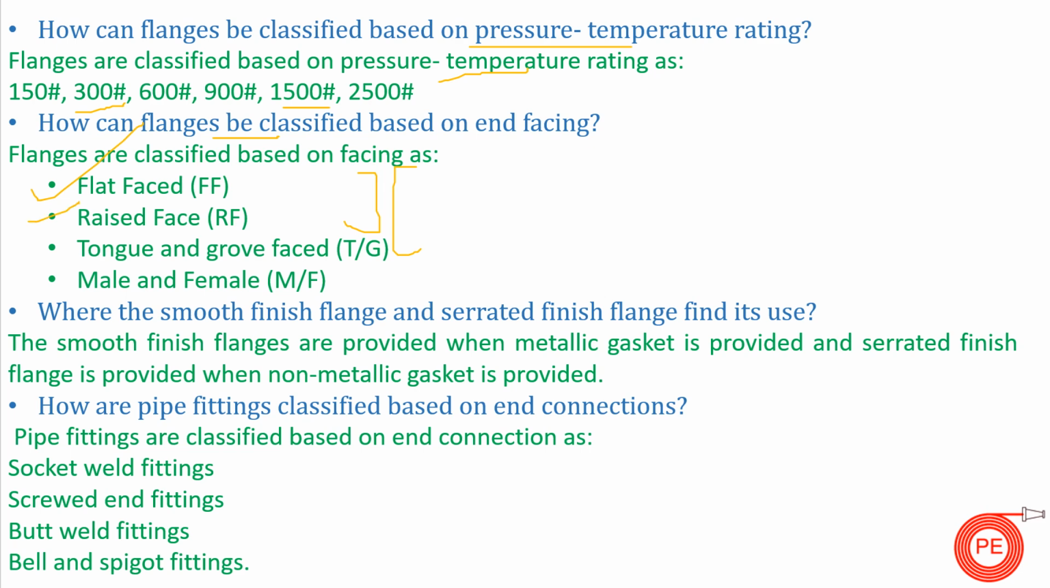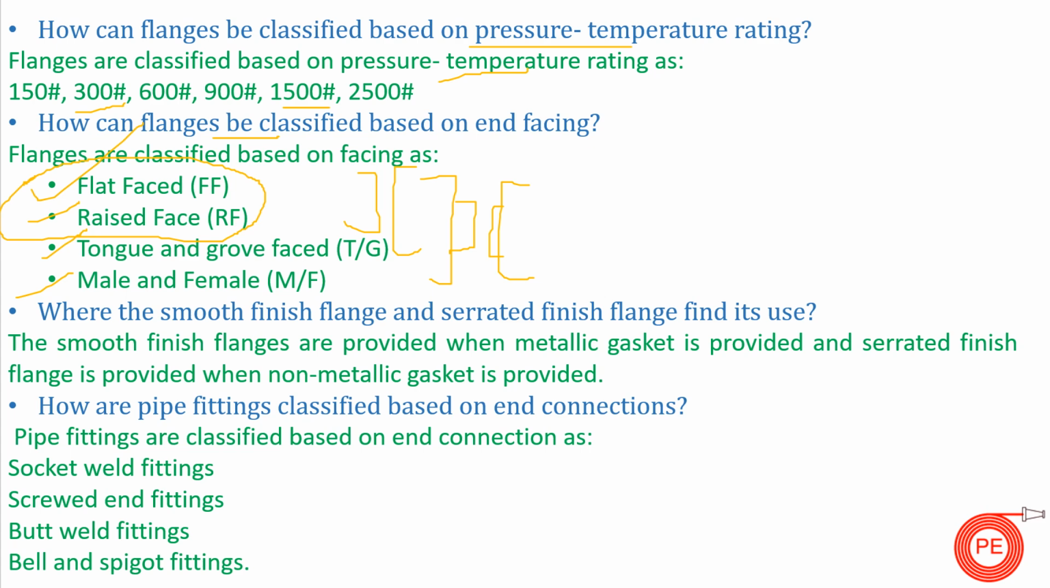Second one is raised face. In raised face, the flange end has a raised part out of the face, and that raised face is joined with the help of a gasket, so that there is no leakage when two flanges are joined. Third one is tongue and groove, and the fourth one is male and female faced. Basically these are the four flange facing types. And keep in mind one thing, mostly we use flat faced or raised face flanges because most of the services can be served by these two flanges only.